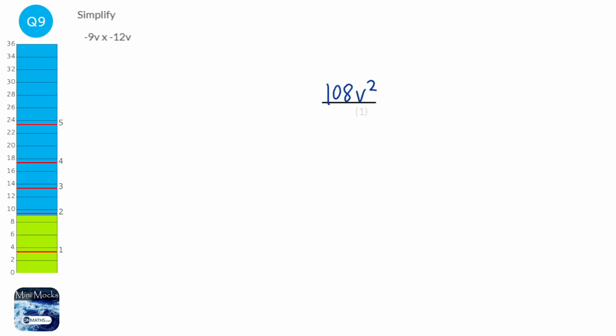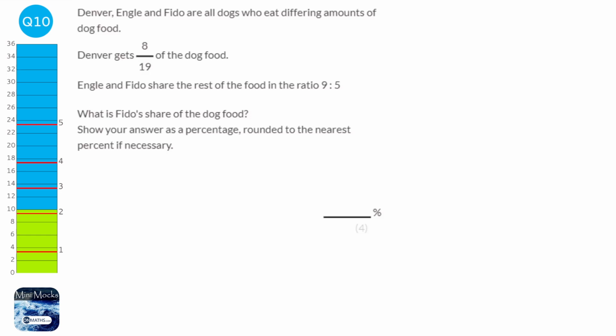The first piece of information I'm going to focus on is the fact Denver gets 8/19. If Denver gets 8/19, that means that Engel and Fido together must get 11/19 because they have to add up to 1. So we're only looking at 11/19.